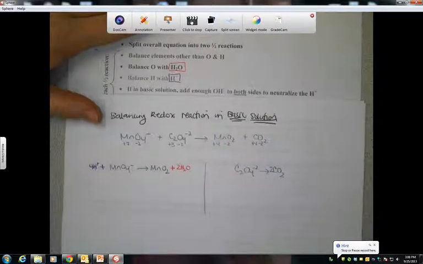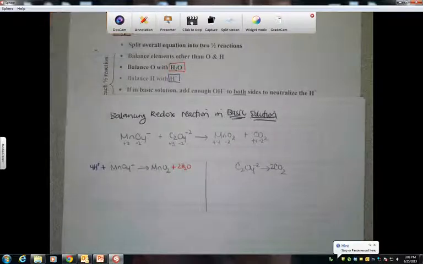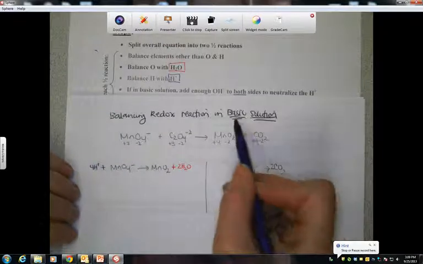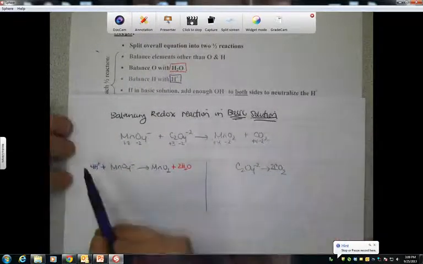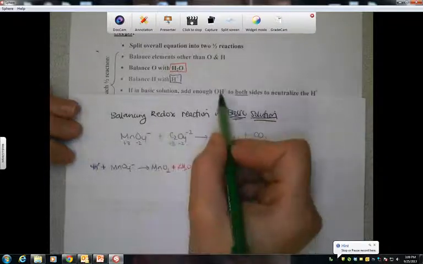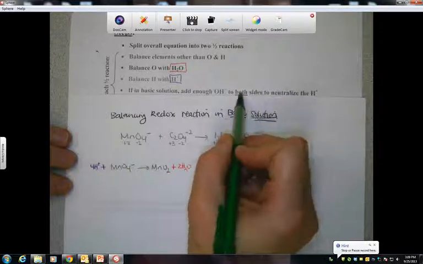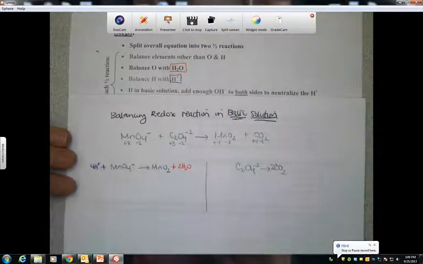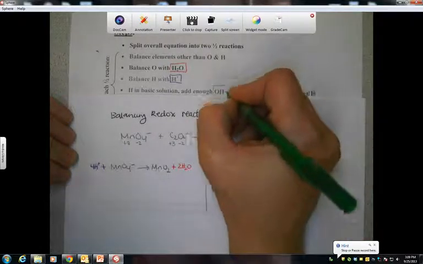So next step. Now, this is in basic solution. If this were an acidic solution, we would skip this step. But because we're told we're in basic solution, that means we need to now neutralize these hydrogen ions, because they're acidic, and this shouldn't be acidic. So we do that by adding enough hydroxide, and then this is the trick. You have to add it to both sides of the equation so that you can neutralize the hydrogen ions. So I'll show you what I mean, and we'll do this in green.